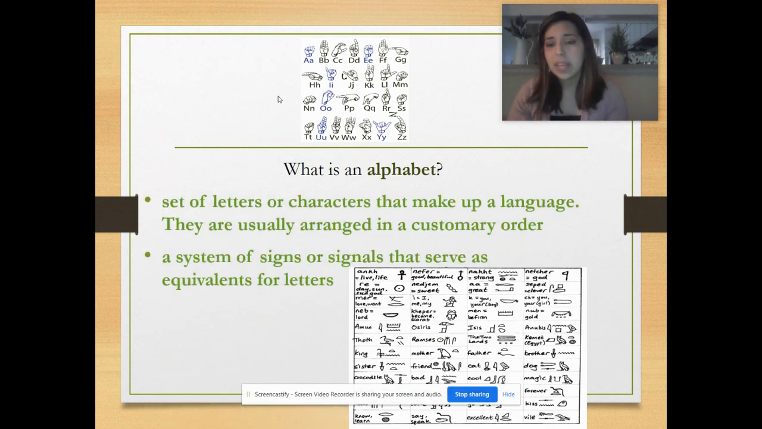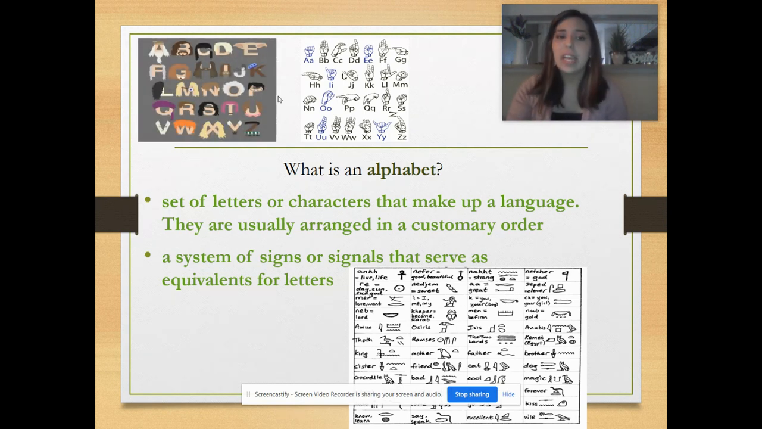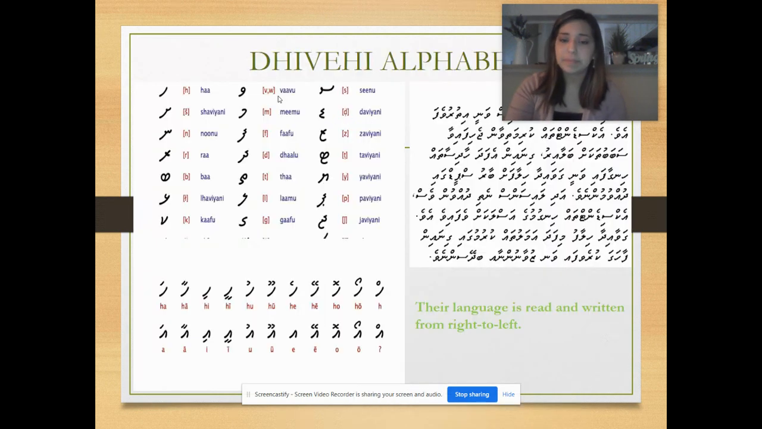It's pretty simple. An alphabet is just a set of letters or characters that make up a language, and they're usually arranged in a very specific way. They can also be symbols or signs. So we have there an example of sign language, which is the movement of hands or finger spelling. Then we have hieroglyphics, which are symbols that can represent either just a small portion of a word or a word completely. It doesn't just have to be something written like our English alphabet.